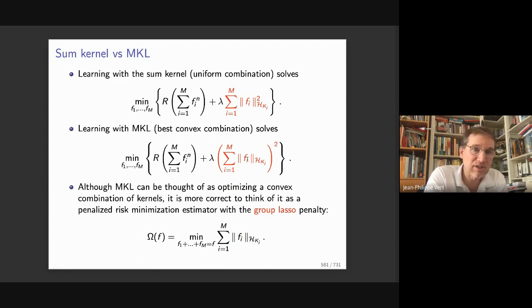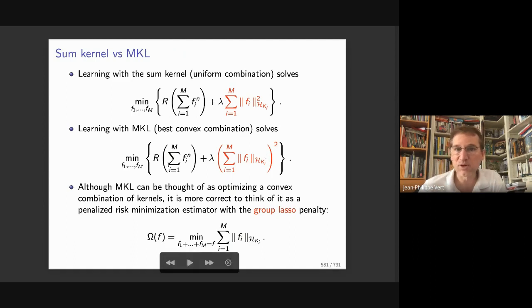MKL was initially introduced as a way to say, let's be a little bit smarter than just doing the sum, and weight differently the different kernels, to say that maybe one kernel should have a bit more weight, or some other kernel a bit less weight, so that we're a bit better. But when you see it this way, in fact, what you do is not only to rewrite the kernel, it's just to bet on sparsity and train a model that would be a sparse combination of kernels.